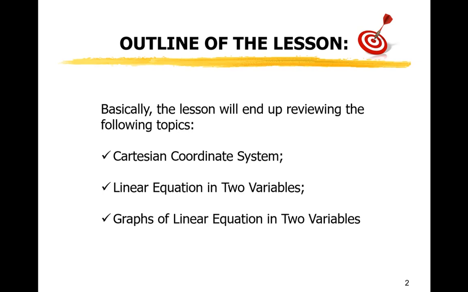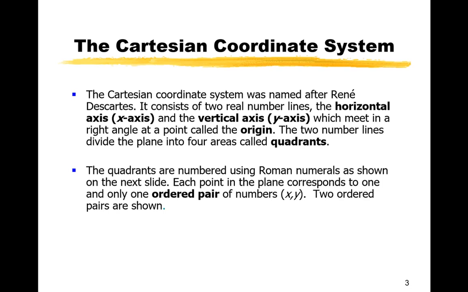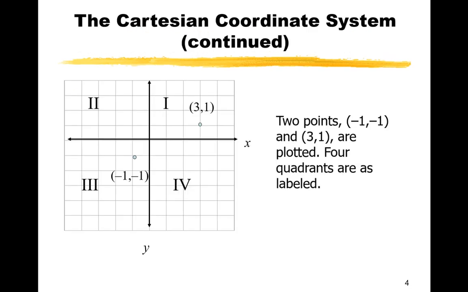Okay, let's proceed. The Cartesian coordinate system. I would like you to focus on the highlighted words on this part of the presentation, which include the horizontal axis, or the x-axis as we call it, the vertical axis or the y-axis, the origin, the quadrants, and the ordered pair. Let's proceed to the next slide in order for you to better visualize what these are. So ito ang Cartesian coordinate system. Itong mga naka-Roman numerals, these are your quadrants.